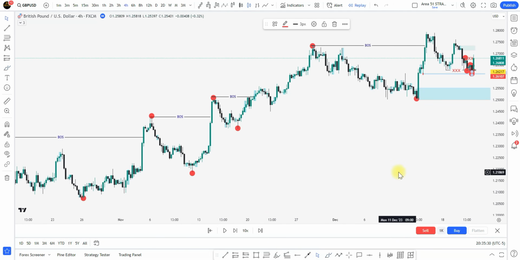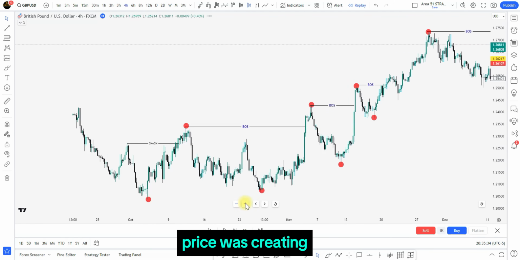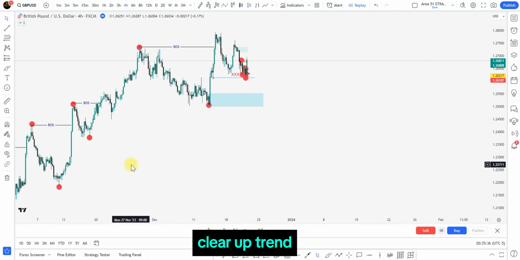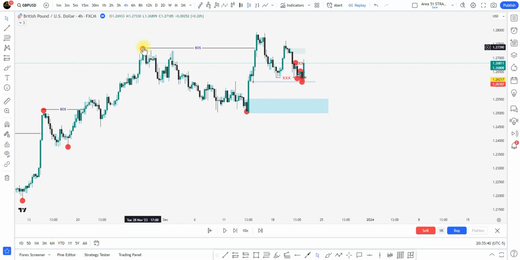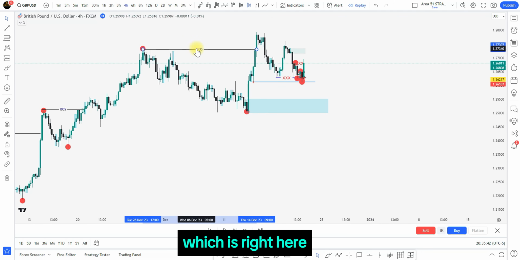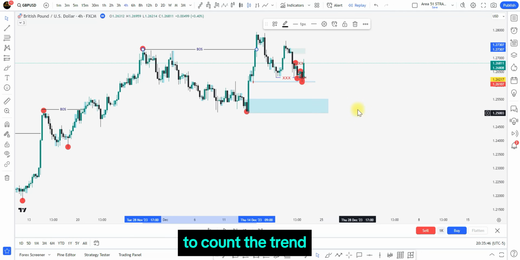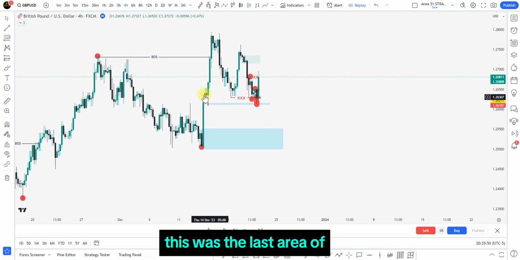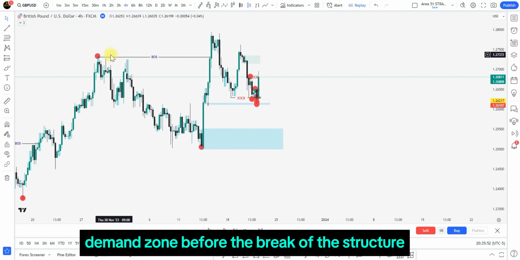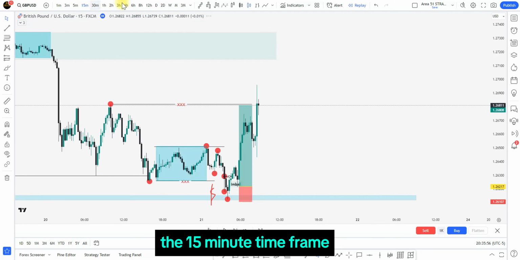So very easy, guys. Let me just go over again and show you one more time what I did over here to clarify things. We can see on the 4-hour time frame, price was creating higher highs, higher lows, a clear uptrend. Price broke our last break of structure, which is right here, before price started to counter trend. This was the last area of demand zone before the break of structure. We marked it, and then we went all the way down to the 15-minute time frame.